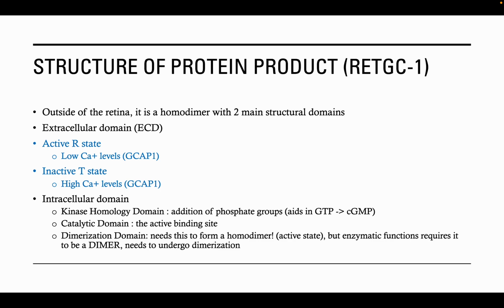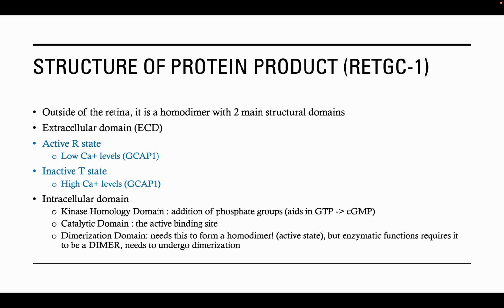We have two states, kind of similar to how hemoglobin works. We have the active R state and then we have the inactive T state. The R state, as we said, is the active state. So there are low Ca2+ levels, and that in turn activates GCAP.